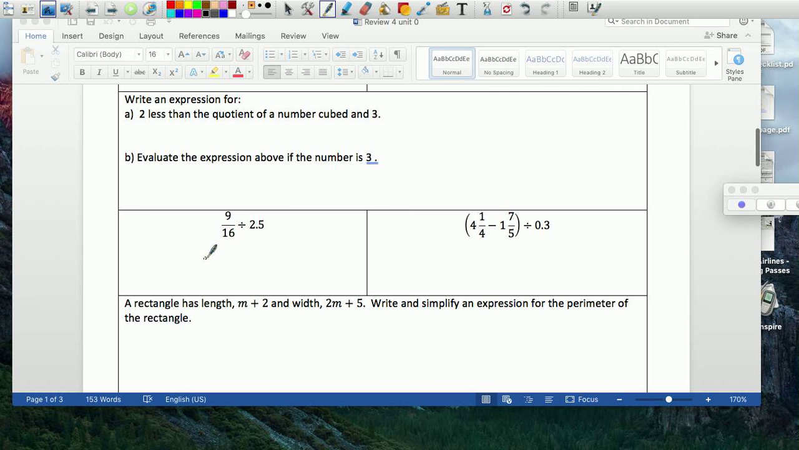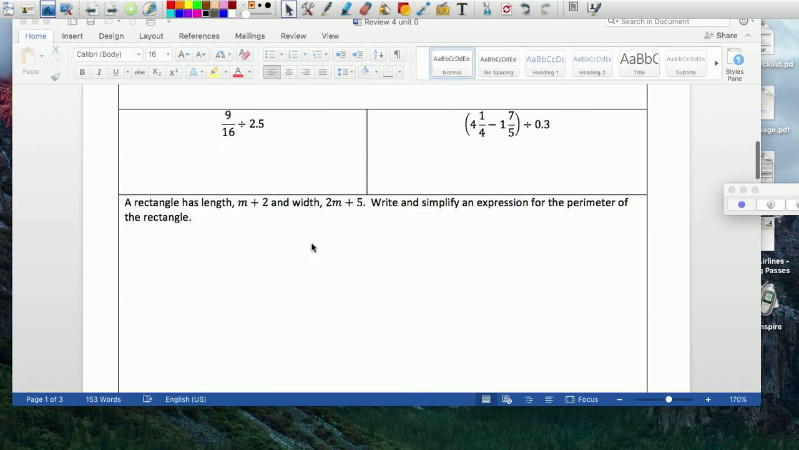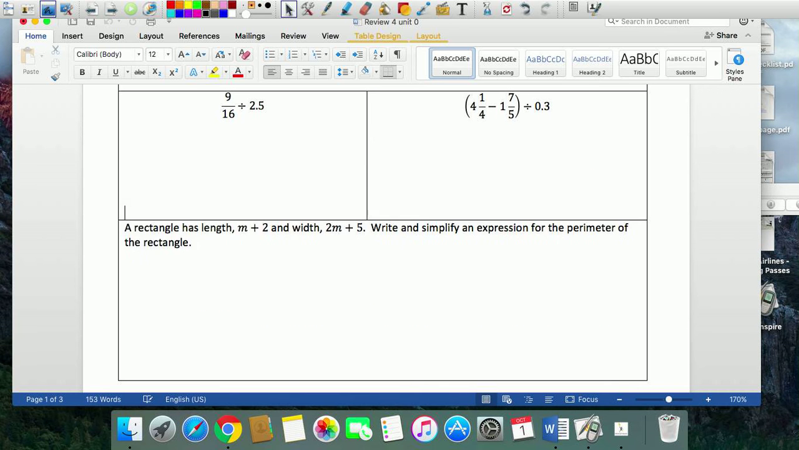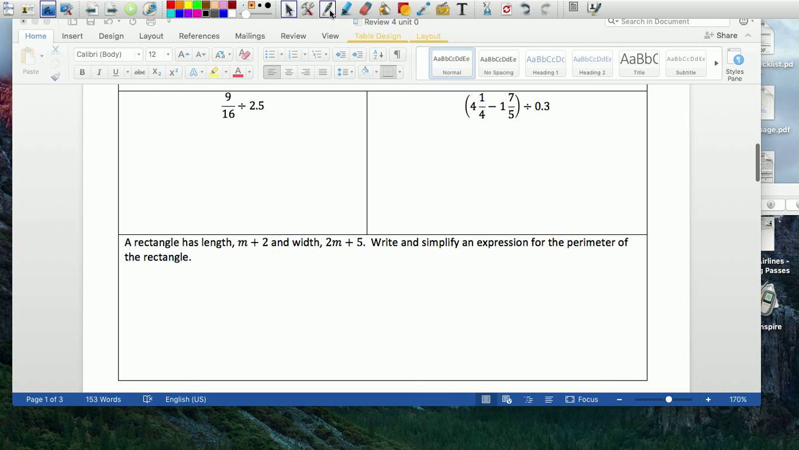This one, 9 over 16, and you know what? I can do this. I don't know why I'm so constrained with space. Let me just open it up a little bit. Okay, so 9 over 16 divided by 2.5. You can choose to change everything to fractions or everything to decimals. I like fractions in this case. So 9 over 16 divided by 2.5. That's going to be 25 over 10, right? I change that to a fraction.